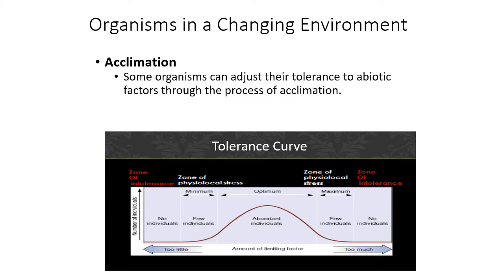So acclimation, this is how we can adjust our tolerance to abiotic factors through the process of acclimation. We've been using the word adapt wrong for years. The word we should be using is acclimate. So when we're saying we're getting used to something, we're acclimating, not adapting. Acclimation is when we adjust our tolerance to abiotic factors.